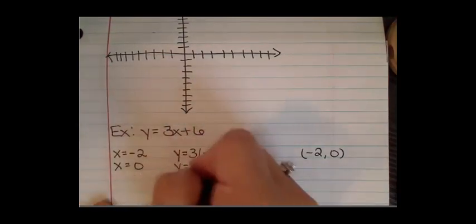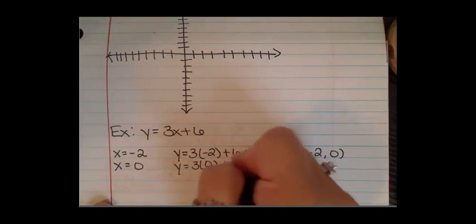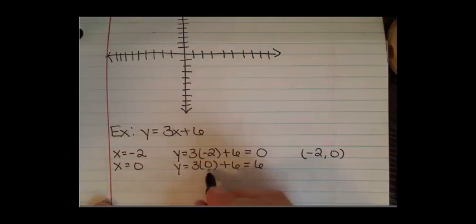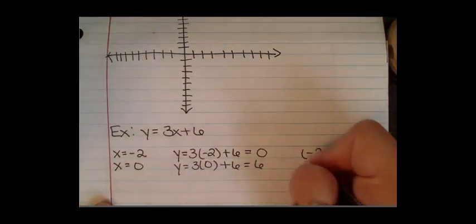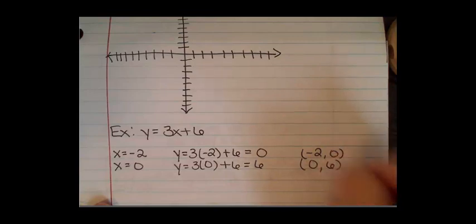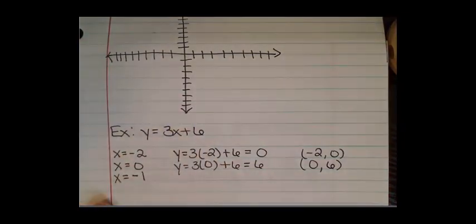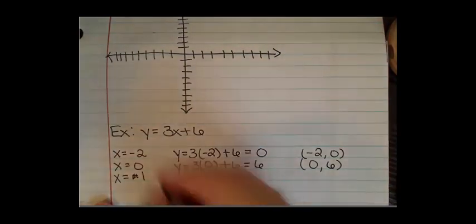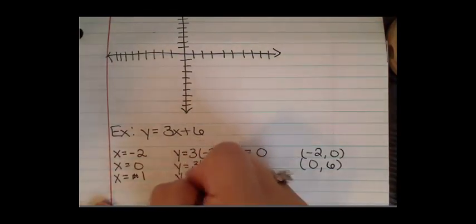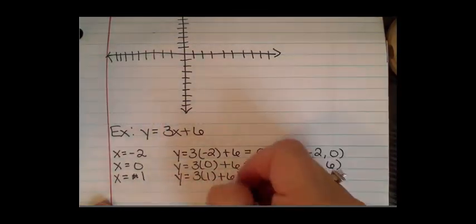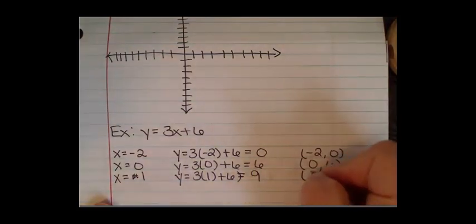Okay, let's do x equals 0. So we get y equals 3 times 0 plus 6, and that equals 6, because this 3 times 0 is going to go to 0, and then you're just left with a 6. So when x is 0, y is 6. Do one more. When x, oh sorry, let's do it positive. Positive number is 1. So y equals 3 times 1 plus 6. So that'll just be 3 plus 6, which will give us 9. So when x is 1, y is 9.